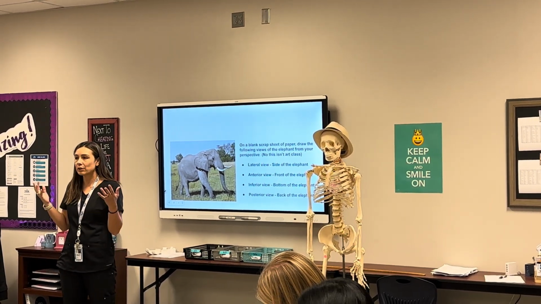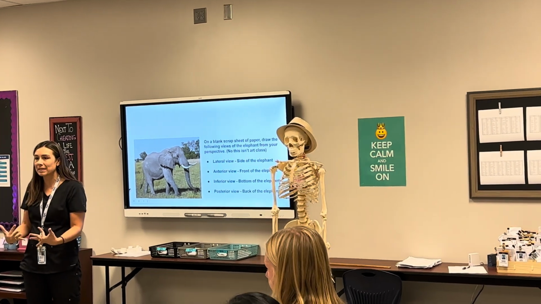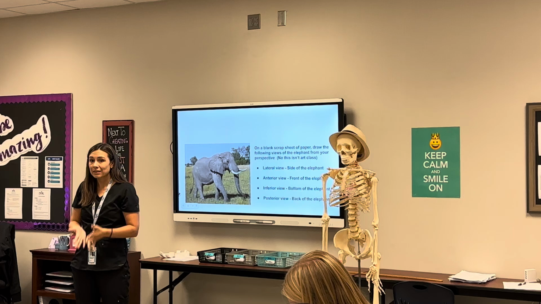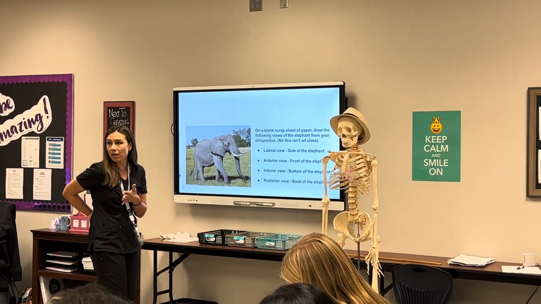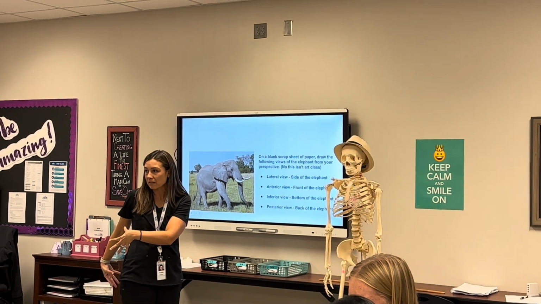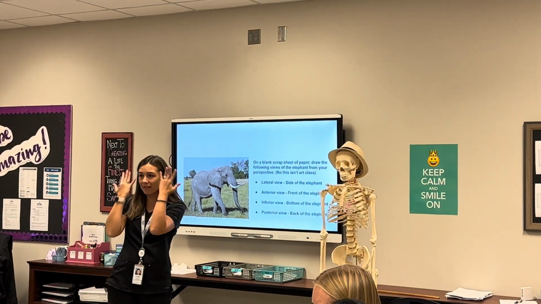What about in your anterior view? Like we're looking at the front. What can we see? Both ears. Both eyes. The nose. Trunk. Okay. What about our tail? No. But what about our posterior view? What can we see? Only the tail. Nothing of the front.